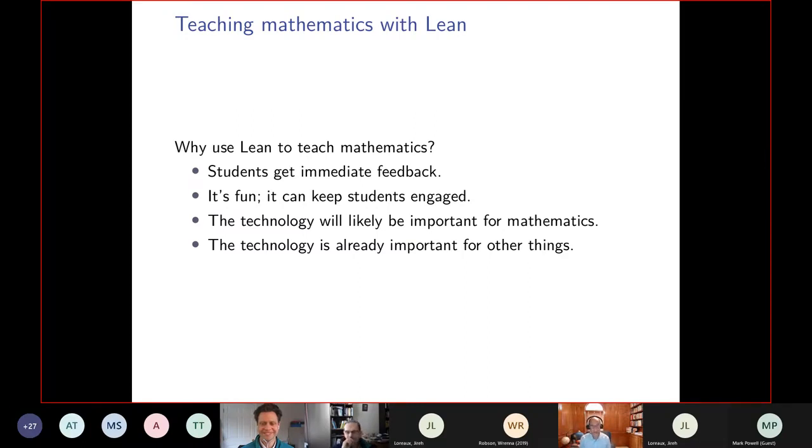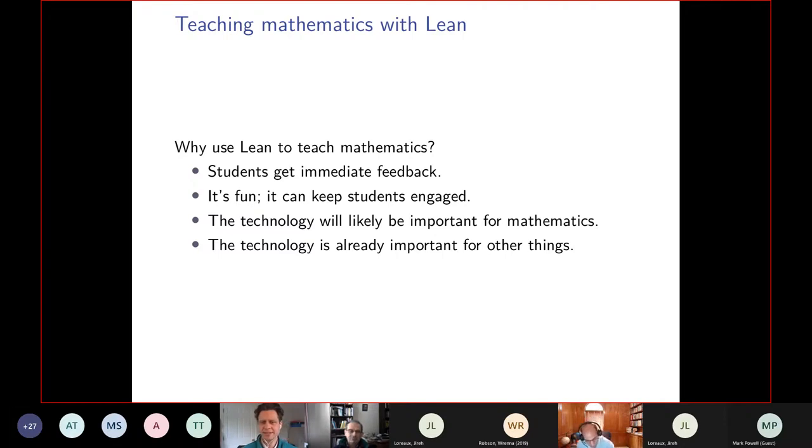I'm not an educational researcher, but I do know that the data is that immediate feedback is really important. Just having error correction, having students know what they do wrong and correcting it quickly, is very important. And when you're working with Lean, it's immediate. When you're right, it's right. When it's wrong, it's wrong right away.